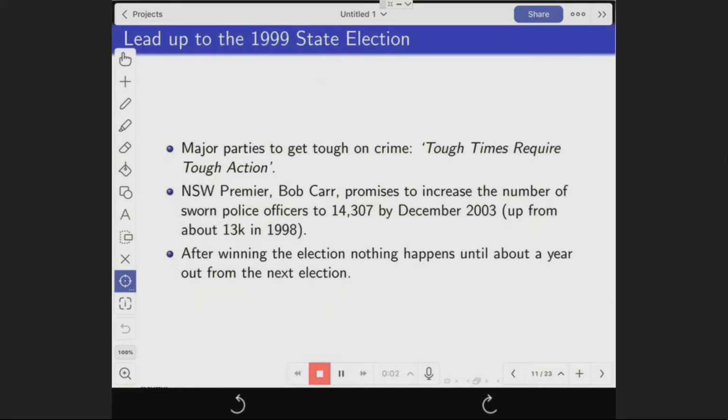Okay, so in the lead up to the 1999 state election in New South Wales, law and order is a big issue. I think I pulled this quote from a Sydney Morning Herald article, and I think Bob Carr said it. Anyway, at the time, Bob Carr promised to increase the number of sworn police officers to about 14,000, up from about 13,000. So what happens? He wins the election, and then he doesn't do anything, and he just sits on it.